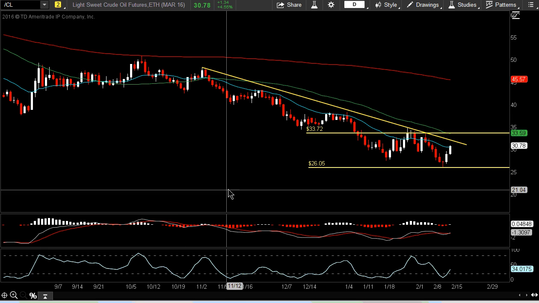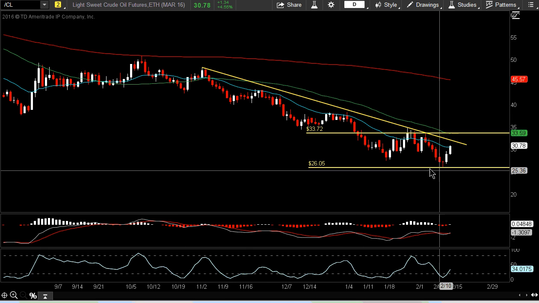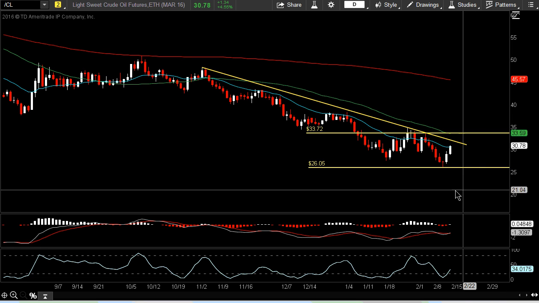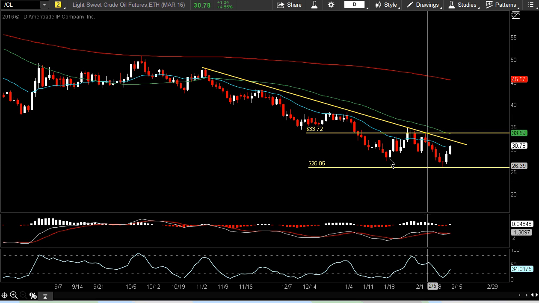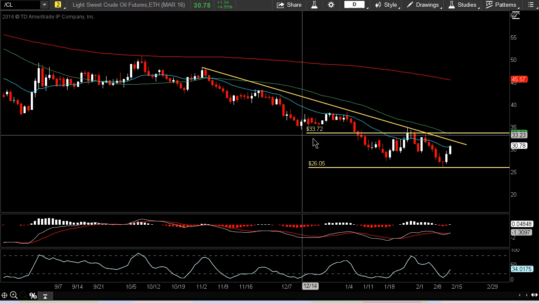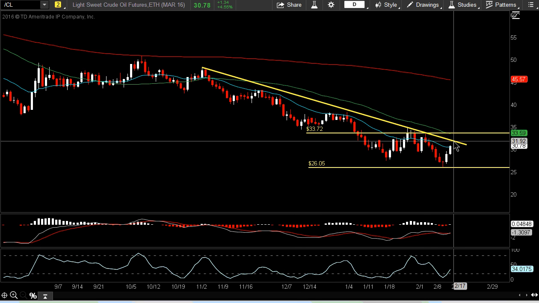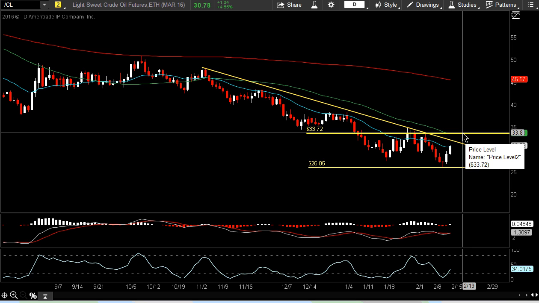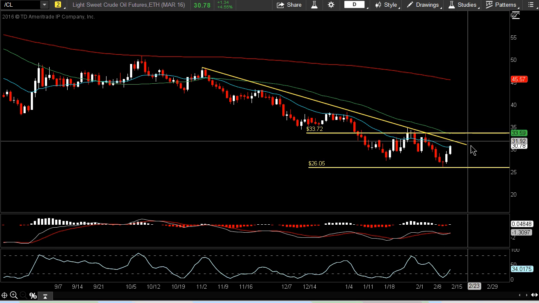This is the crude oil futures here. You can see a couple of levels here. I think the support here is somewhere around the recent low, 26.05. I think a lot of people are still looking for this thing to go down to 22 or 20, below the 20 area. So be it. But right now we're basically looking for this thing to possibly come back up. If it could break through this trend line, I'm looking at the 33.72 for the near term.